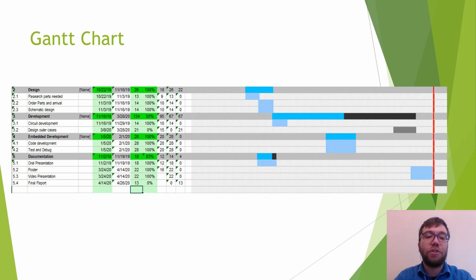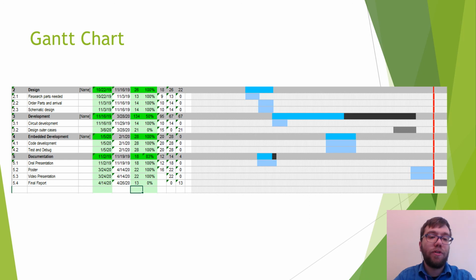This is my Gantt chart, starting from the top. Research parts, ordering parts, and their arrival occurred in November. While I was waiting for the parts to arrive, I was working on the schematic design and designing the circuit on my computer. Once the parts arrived, I implemented that circuit.